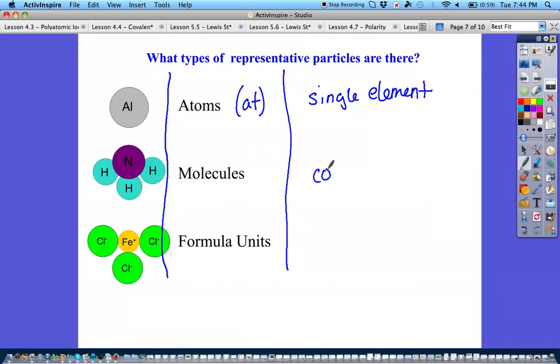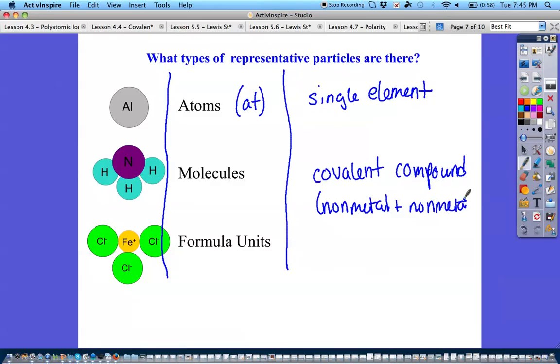Molecules is going to be a covalent compound. And remember from our last unit, covalent compounds are a nonmetal and another nonmetal bonded together, or it could be a nonmetal and a metalloid. We're going to abbreviate molecules MC. And then formula units is for ionic compounds.